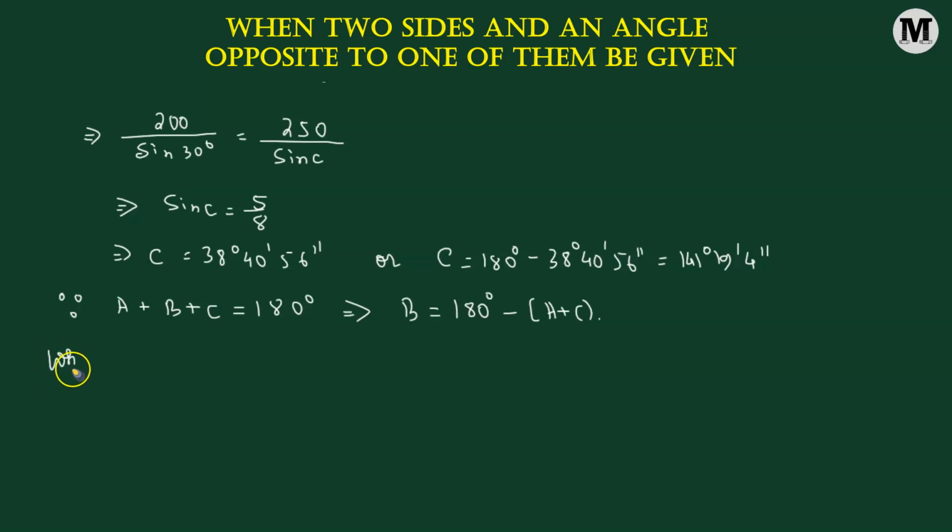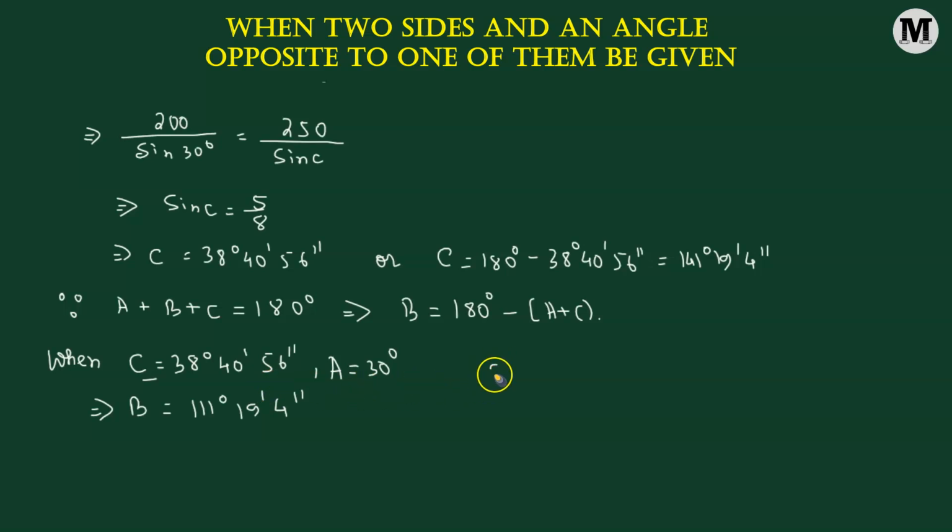So let's use the condition when we have angle C measured as 38 degrees, 40 minutes and 56 seconds. And for this particular case, the angle A is going to be fixed at 30 degrees. Then in that case, what is going to be the measure of angle B? So B comes out to be 111 degrees, 19 minutes and 4 seconds. So this is going to be the angle measure of B when we have C and A given to us.